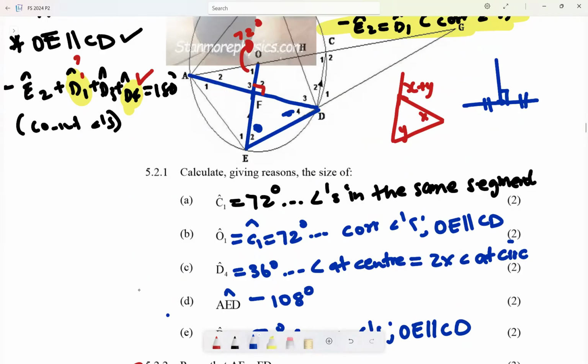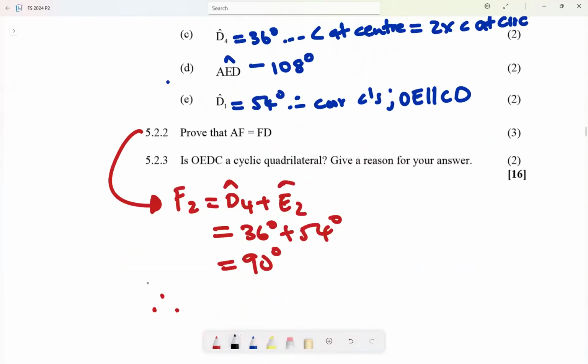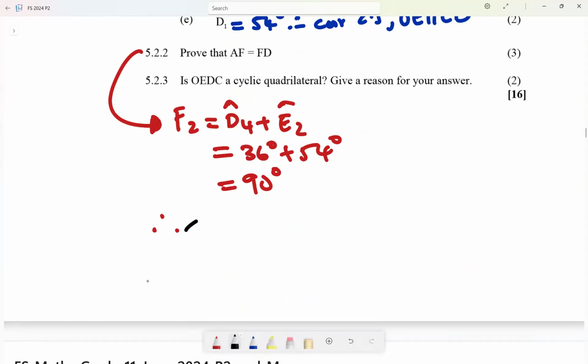Can you see this is a line from the center? I want you to use a different color. Line from the center to what? If it is perpendicular, 90 degrees perpendicular to the what? To the chord. Can you see that? So you can say therefore, AF is equal to FD.